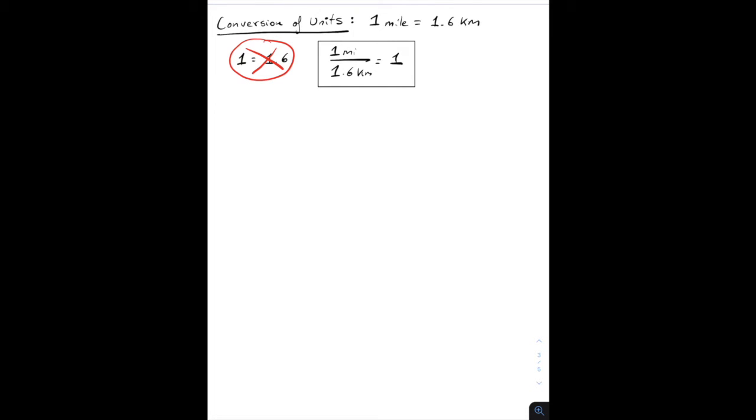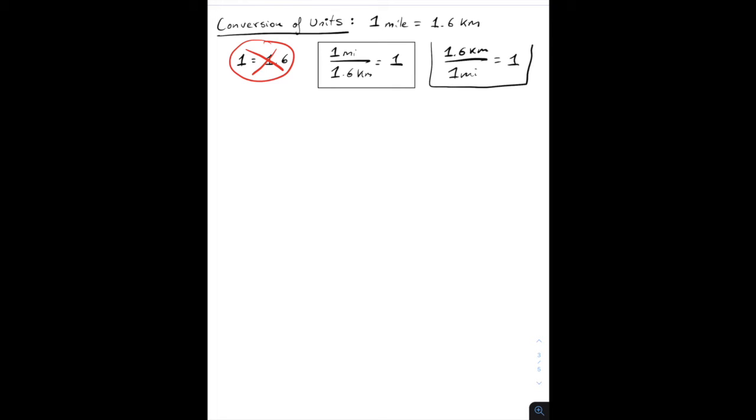Okay. Before we jump into the next example, I want to emphasize that if we had 1.6 kilometers over 1 mile, this will still be 1, because at the end, remember that both of them are equivalent in length, in the length that we're measuring, and this is equal to 1.